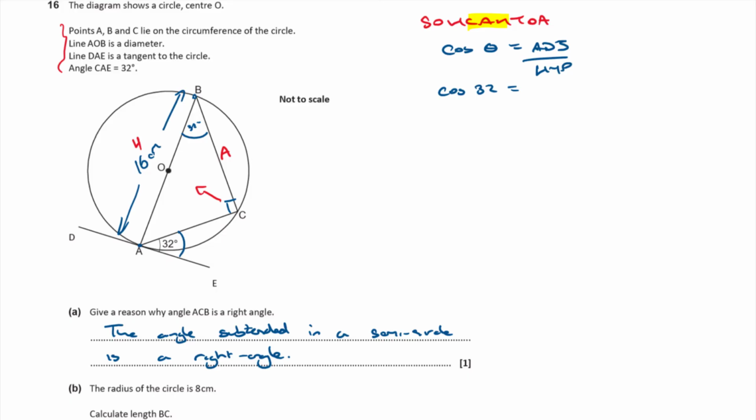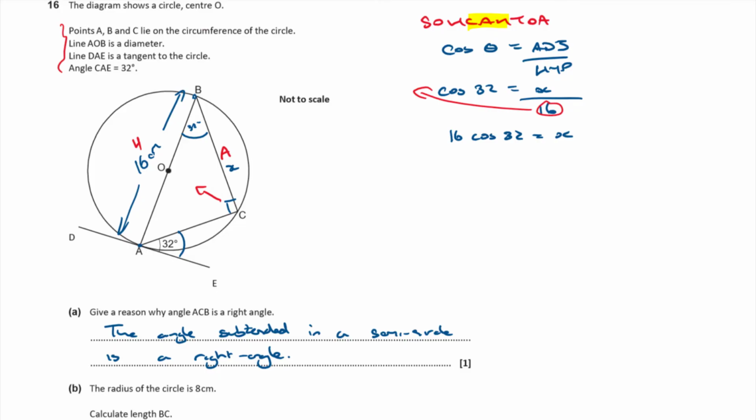That's what I'm trying to find. I want to find the side BC. Let's just call that x for now. x over the hypotenuse, which is 16. Cross multiplying that 16, it will end up moving over there. I'm going to get 16 cos 32 is equal to x.